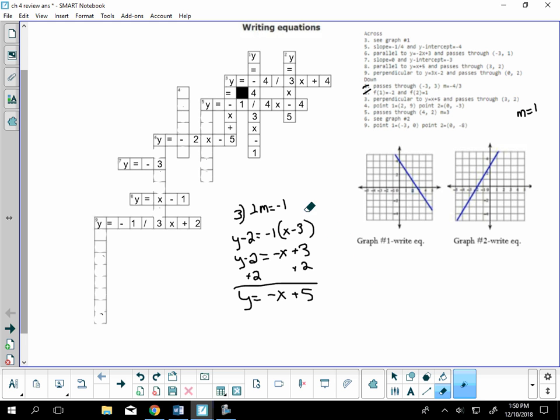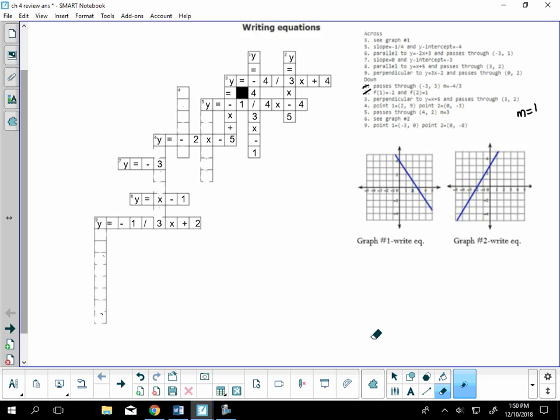All right, let's see, our next one is going to be number 4 down. It goes through the point 2, 9, and 0, -3. Well, life is easy on this one because that first number is 0, so that means our y-intercept is -3. Remember, if that first number is 0, your second number is your y-intercept.